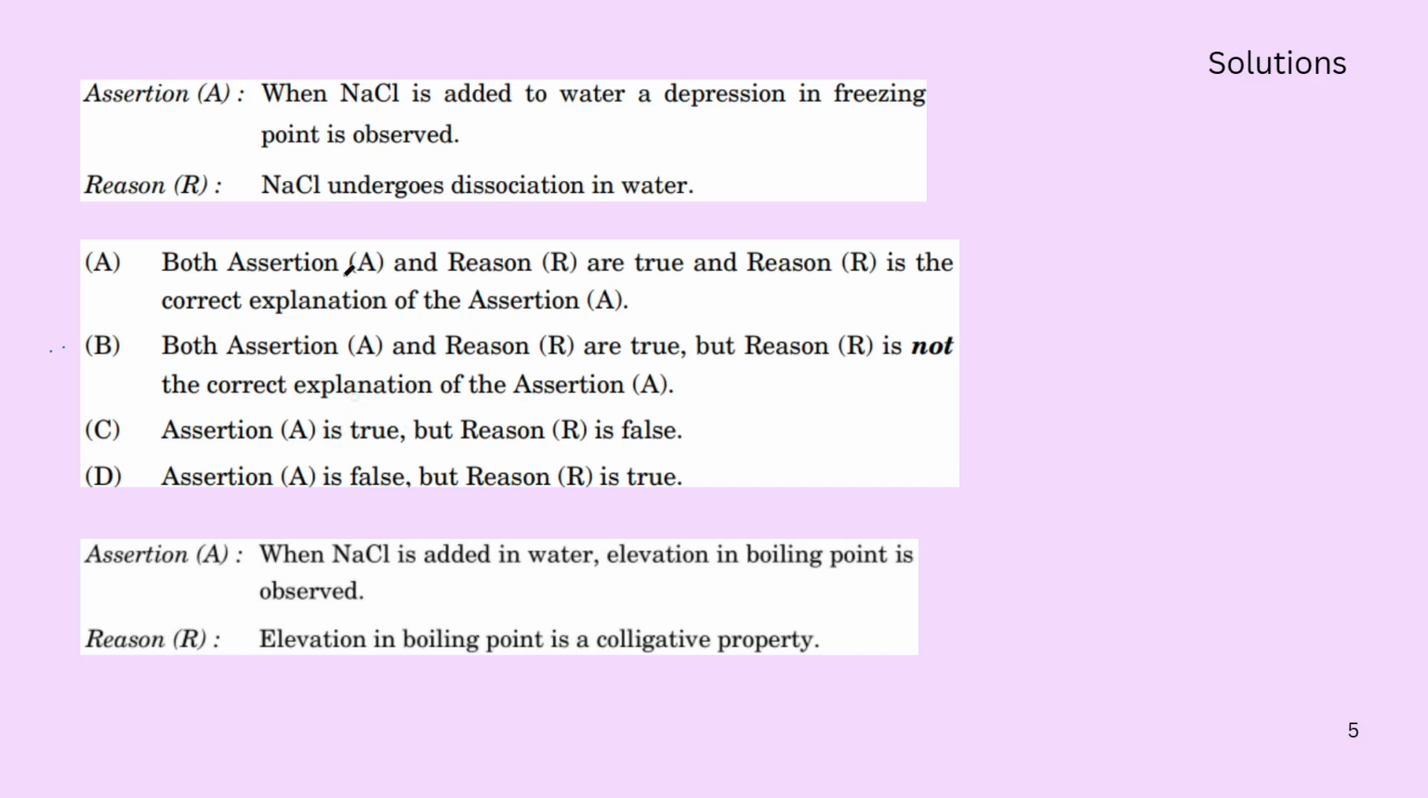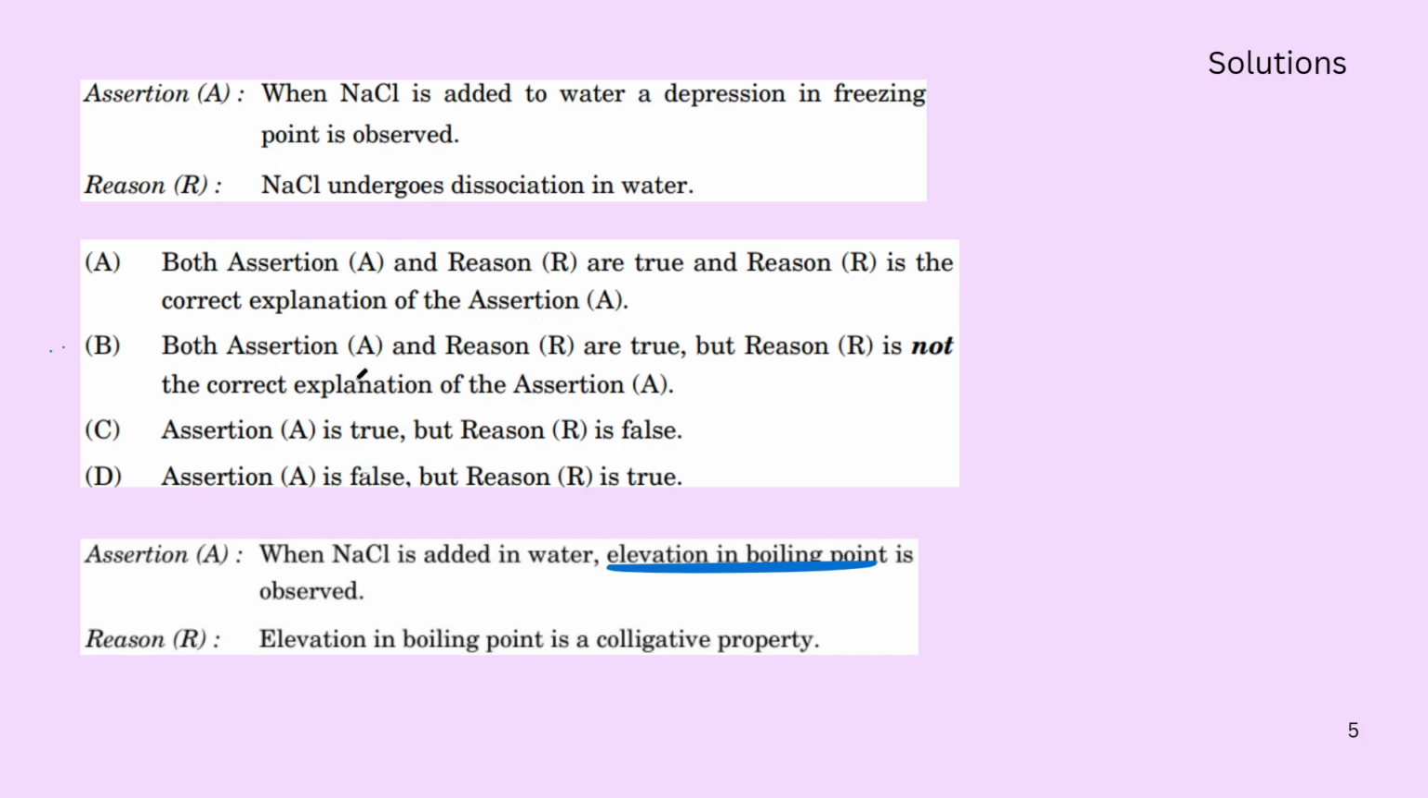And then you have the third option where assertion is true and the reasoning is false, and then the opposite for option D. So here you have, when NaCl is added to water, a depression of freezing point is observed. When we talk about colligative properties, when you have a solute added to the solvent, there is an observation of a colligative property, which is depression in freezing point. That's the same case with elevation in boiling point as well. Both of these are observed because they are colligative properties, and you have the solute added to the solvent.